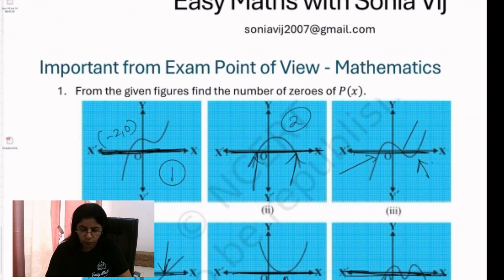This has only one. That means equal zeros. There will be two zeros because it's a quadratic polynomial shown by a parabola, but both are zeros. Both zeros are equal. This one, 2, 3, and 4 by quadratic polynomial. So seeing the graph only you can tell what is the type of the polynomial. Moving on to question number 2.